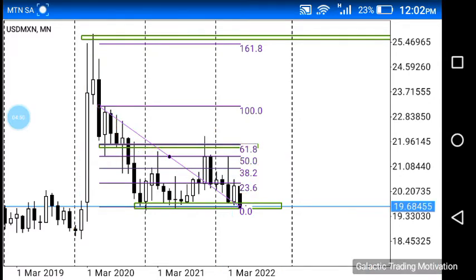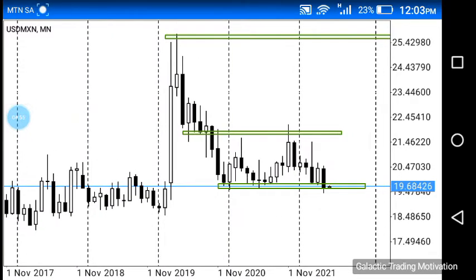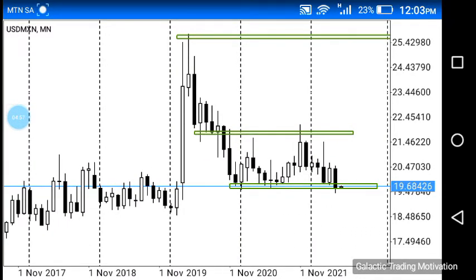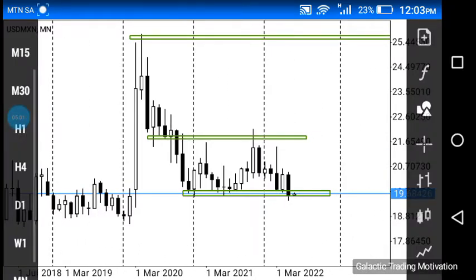Let's continue. I'm just going to delete this Fibonacci retracement tool. I don't see anything else of value really, so what I'm going to do now is head over to the weekly chart.